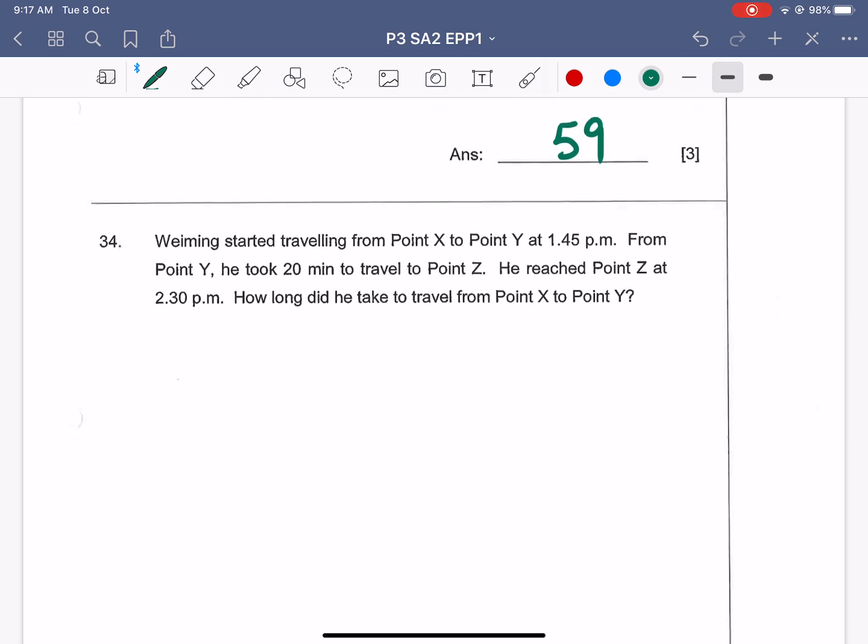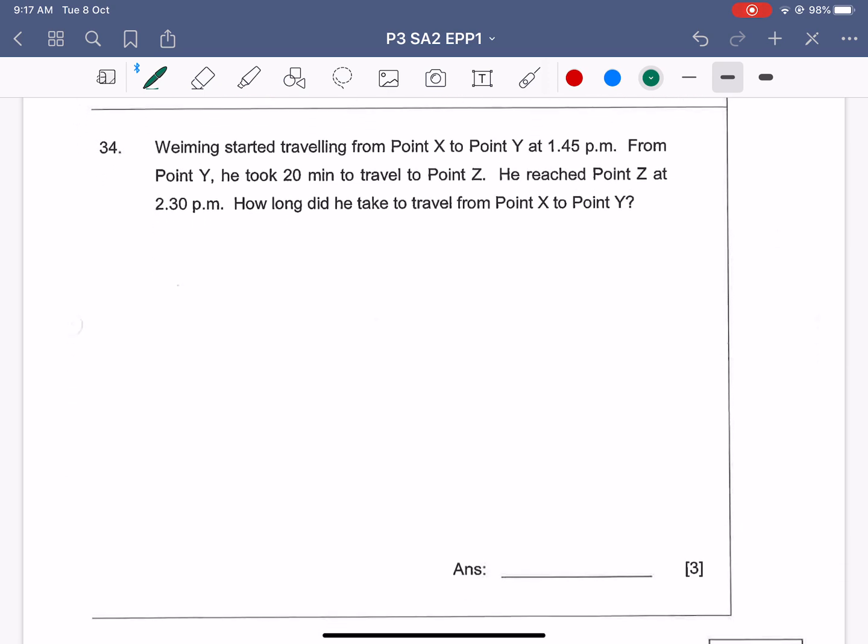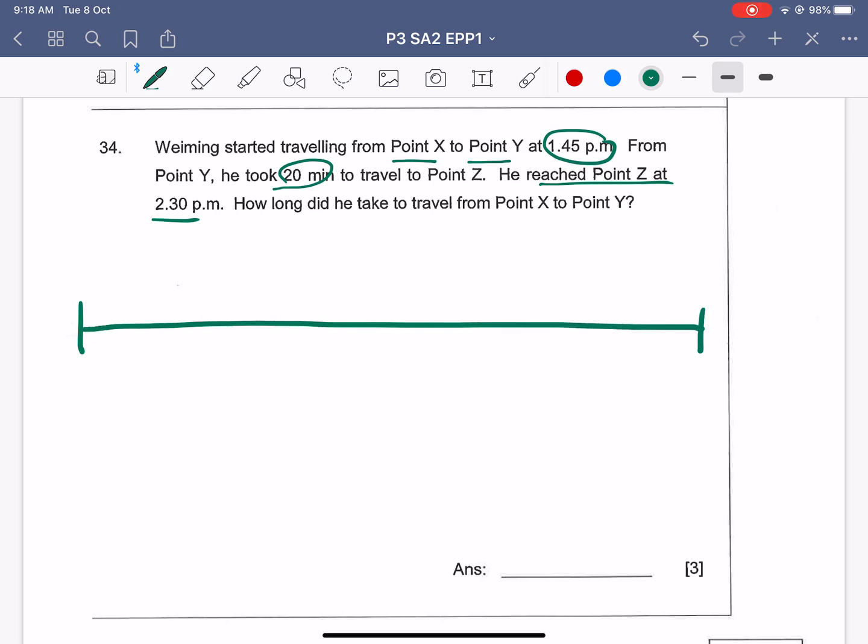Now, question number 34, it is a timeline. This is about a person who started traveling from point X to point Y at this time. And after that, from point Y, he took another 20 minutes to travel to point Z. And he reaches point Z at 2:30. So when I see time, I'm reminded of this thing called the timeline.